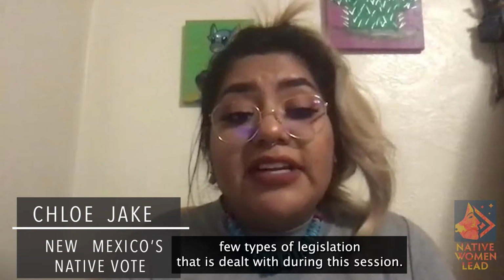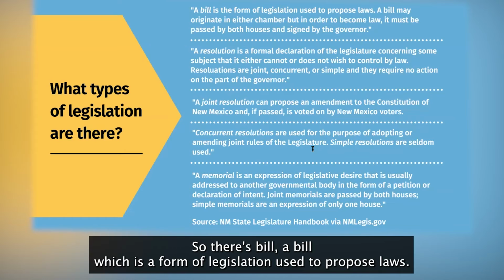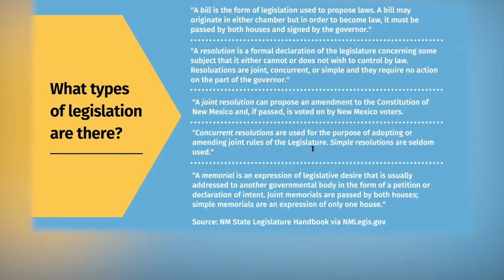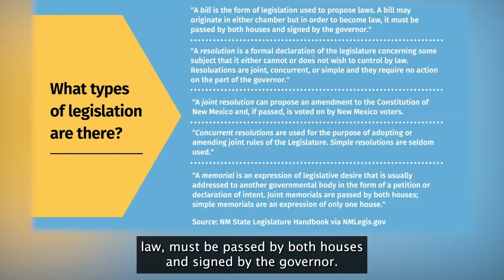There are a few types of legislation that are dealt with during this session. So there's a bill, which is a form of legislation used to propose laws. A bill can originate in either chamber, but in order to become law, it must be passed by both houses and signed by the governor.